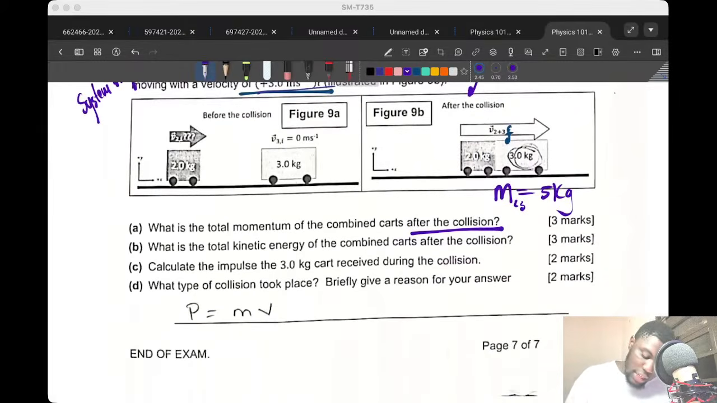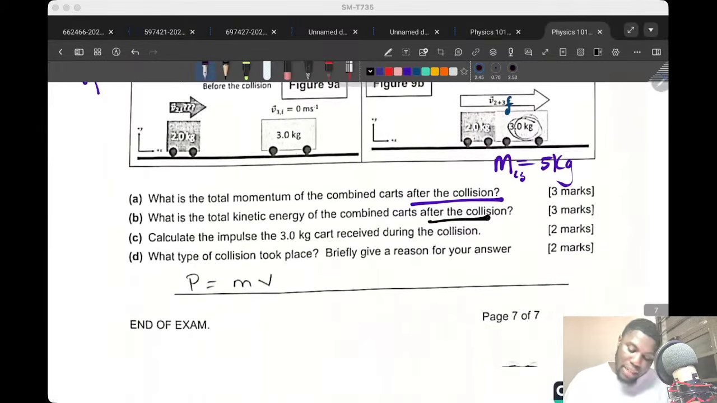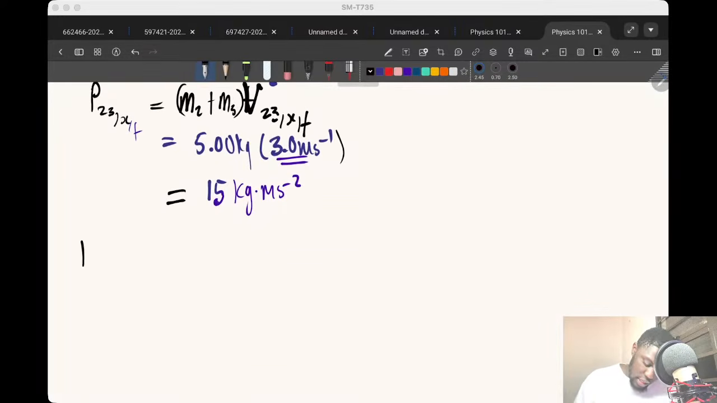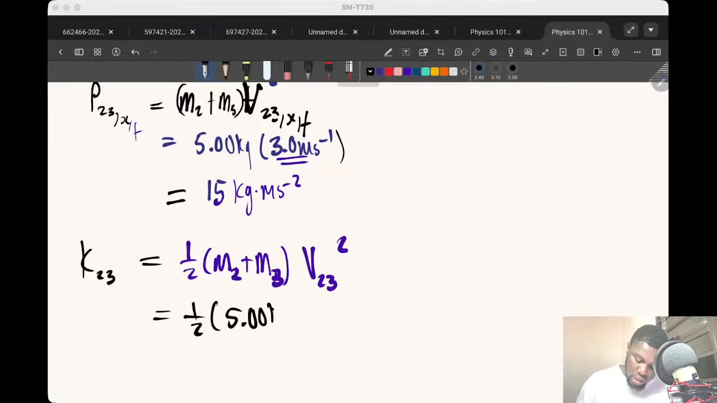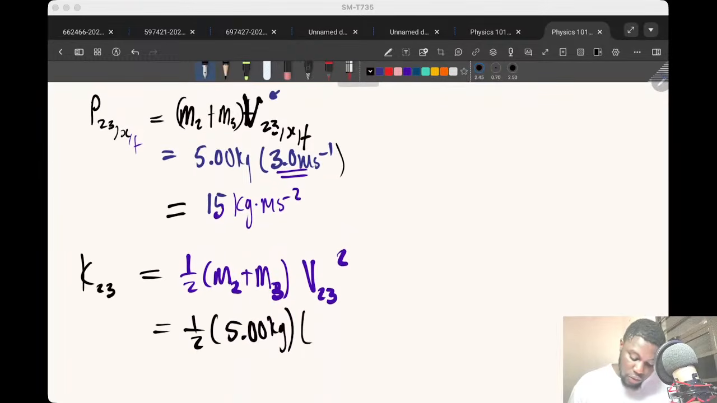What is the total kinetic energy? Kinetic energy of the combined carts. So it's the same thing. You're going to say kinetic energy of object 2, 3. What do you know about kinetic energy? It's half mv squared. So it's half (m2 plus m3) because they're combined mass, then v23 squared. Half mv squared is going to be half the mass of the two, 5.00 kg, times their velocity of 3.0 meters per second.